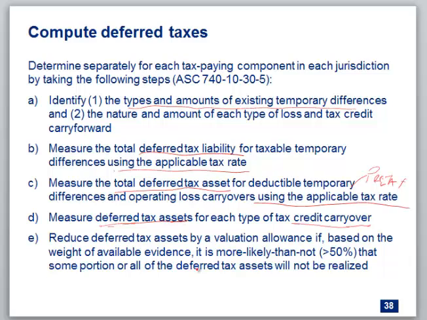And then step 5, you reduce your DTAs by VA if that makes sense. And we'll talk all about that next class. So that is the steps to coming up with your deferreds. Identify your temps. That's kind of the hardest part. Figure out what your population of temp differences is. Tax affect them. Figure out if you need a valuation allowance. Those are the 5 steps.